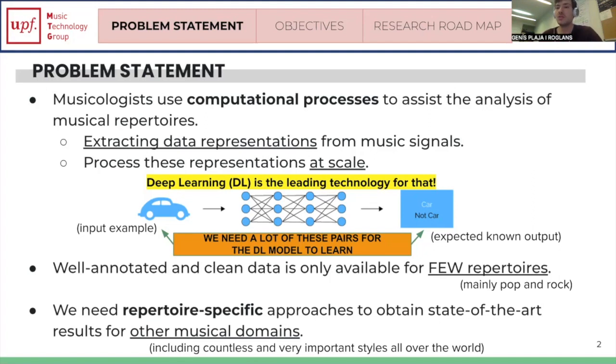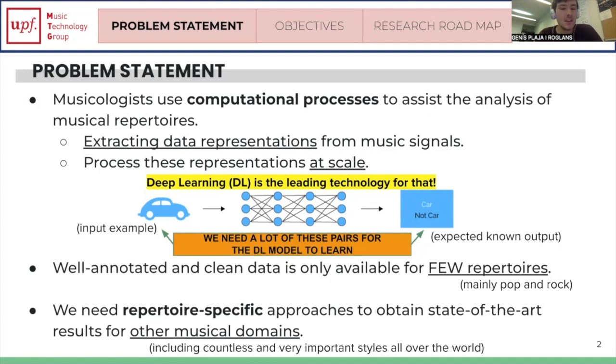And as you may know, to develop a deep learning model or algorithm, we need pairs of input examples with expected known outputs, given these examples. So we basically train the model, or make the model learn, to map from these input examples to these expected known outputs. And we need a lot of this data.